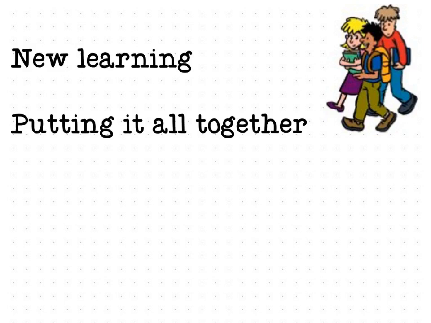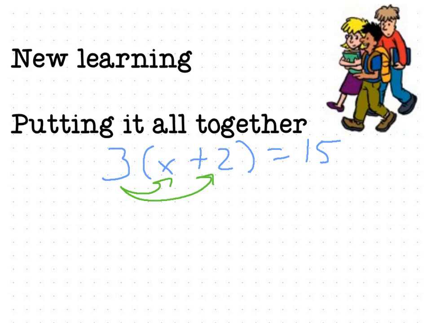New learning. Now we're going to put it all together. In this first example, I'm going to use the distributive property within an equation. So I have 3 times x plus 2 equals 15. First thing I need to do is get rid of parentheses. That's one of the things we almost always do first. So remember 3 times x and 3 times 2 to get 3x plus 2 equals 15.